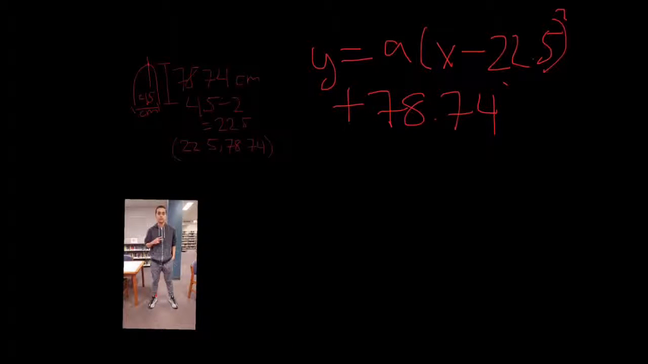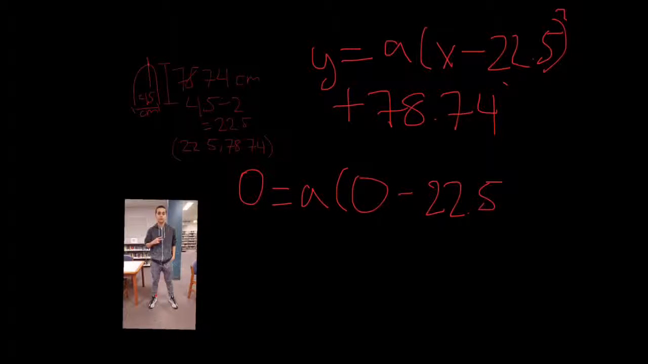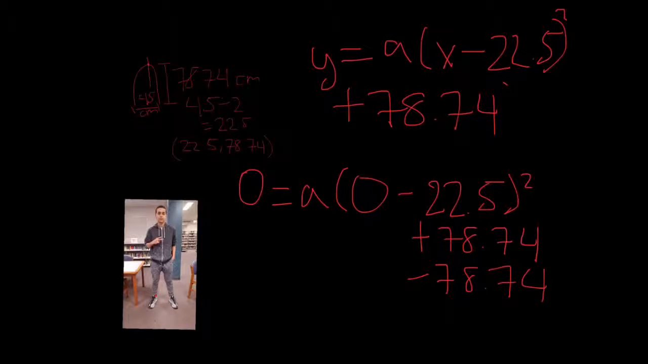We can write that in our formula, so it would be 0 equals a(0 minus 22.5) squared plus 78.74. Now what we want to do is subtract 78.74, because we need to bring it to the other side. So the 78.74 cancels out on this side, and this becomes 78.74.